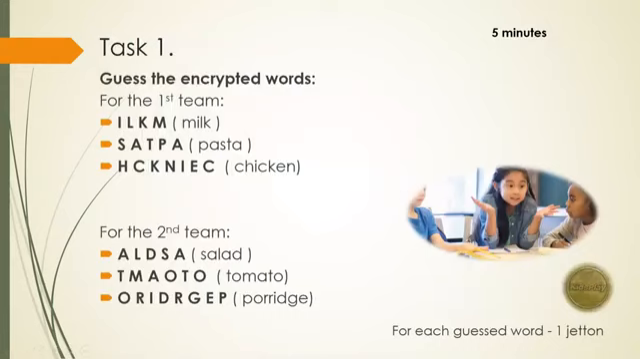For the first task, pupils should guess the encrypted words. So this task develops the ability to quickly find the words, develops attentiveness and the ability to concentrate. For this task, I gave 5 minutes. For each guessed word, teams got 1 jeton.